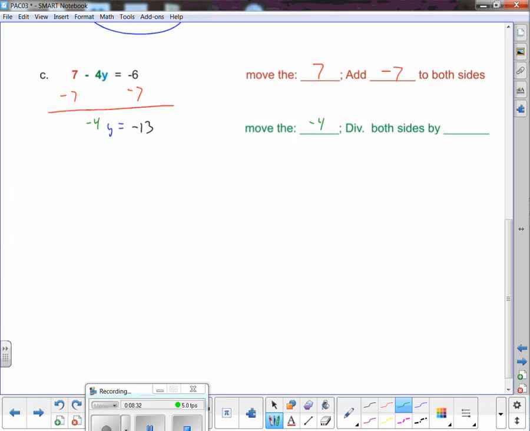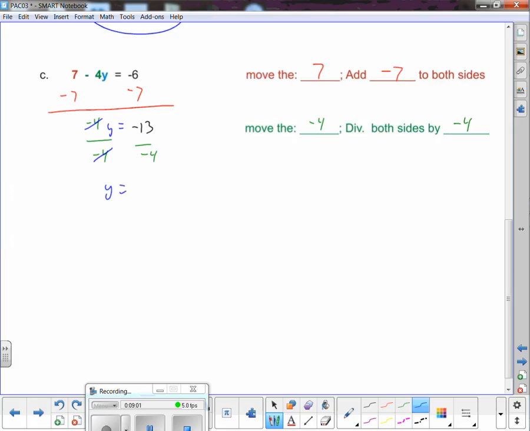Somebody raise your hand and tell me how to move it. Juliana? Yeah, divide both sides by what? If you multiply by the reciprocal. If you divide, you just divide by what it is, right? Again, shortcut. Be careful with the shortcut. But we can just divide both sides by negative 4. On the left, our y is now isolated.